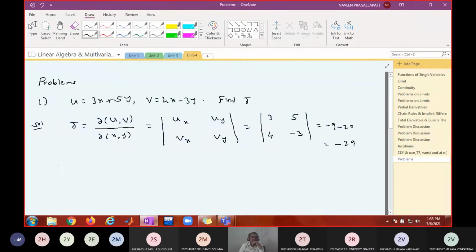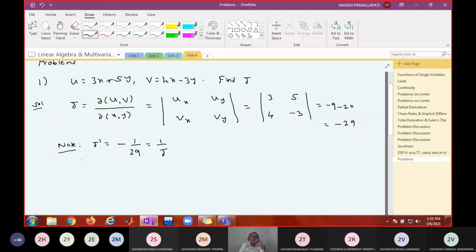What would be J dash? Minus 1 by 29, because J dash is nothing but 1 by J, because minus 29 is non-zero. So what can you say about your functional dependency? Are they functionally dependent or independent? Functionally independent. Is that fine? The remaining problems are also similar to this.